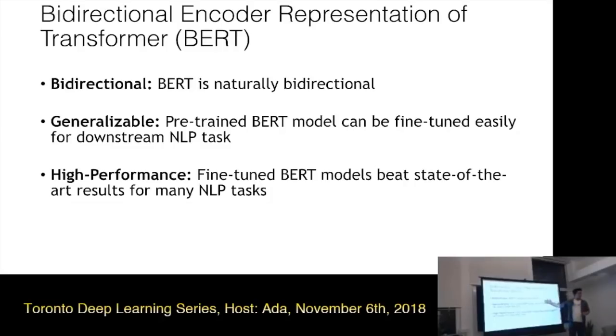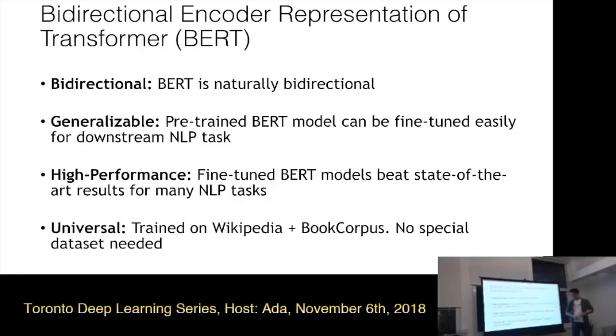High performance. Once BERT is finely tuned to NLP tasks, it achieves state-of-the-art results on a variety of NLP tasks. So beating the status quo. And finally, universal. I added this one myself because I thought it was very interesting. BERT is trained on plain text. It's trained on Wikipedia and BookCorpus. And when I say Wikipedia, I mean all of Wikipedia, all 3.5 billion words. And there's no special data set that is needed.